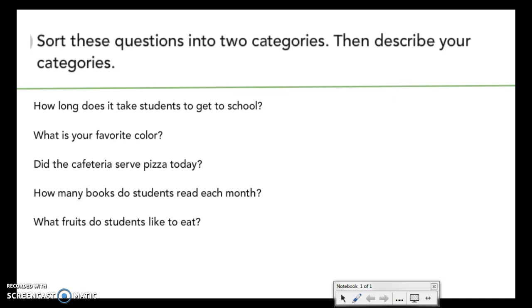So how long does it take students to get to school? What is your favorite color? Did the cafeteria serve pizza today? How many books do students read each month? And what fruit do students like to eat?